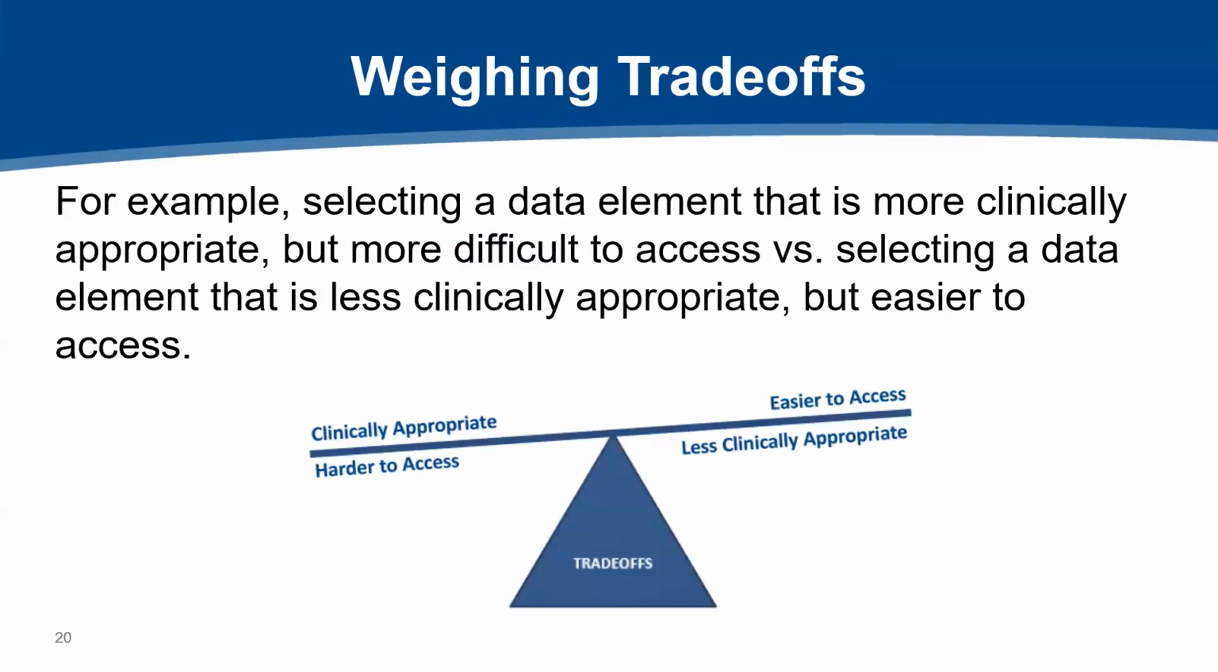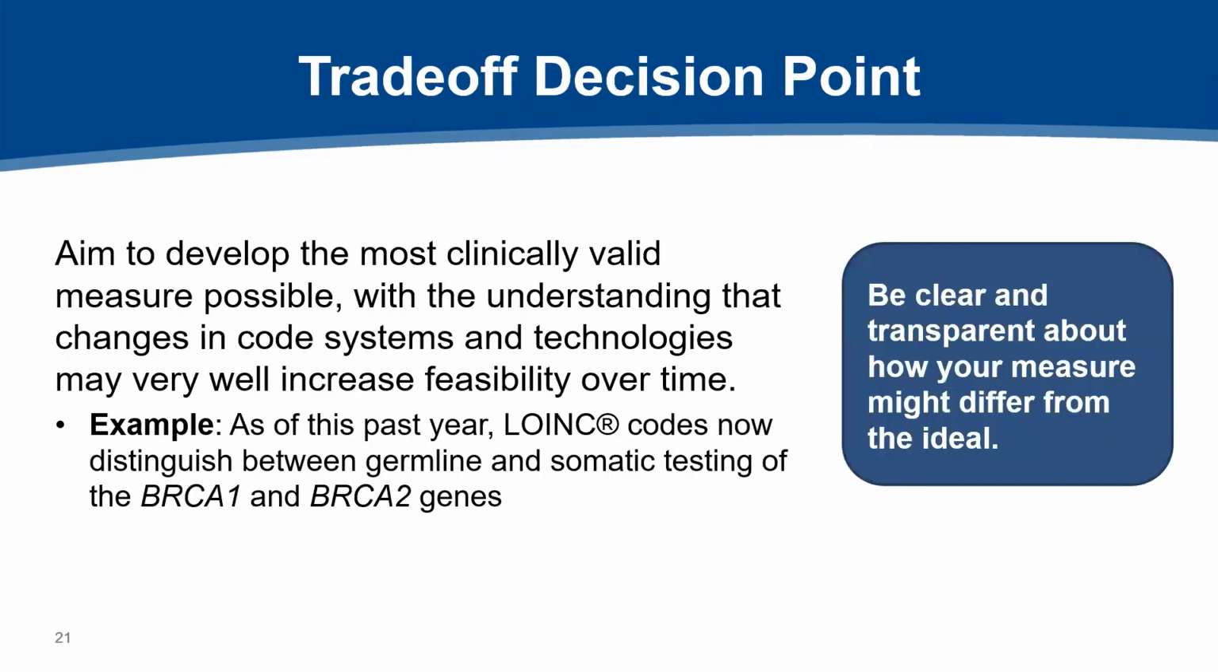So the trade-off you're confronted with is illustrated by the seesaw here. It's whether to select a data element that is more clinically appropriate but more difficult to access, or a data element that may be less clinically appropriate or precise but easier to access, feasible to access. Next slide, please. So the question is, how do you handle that situation?